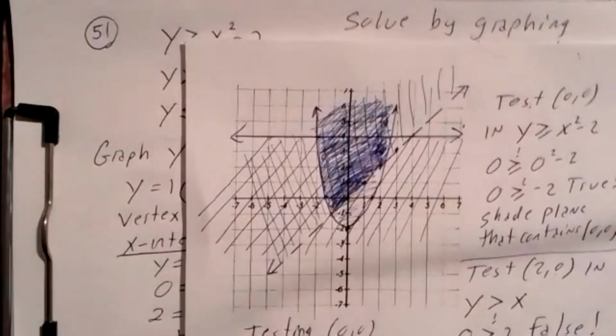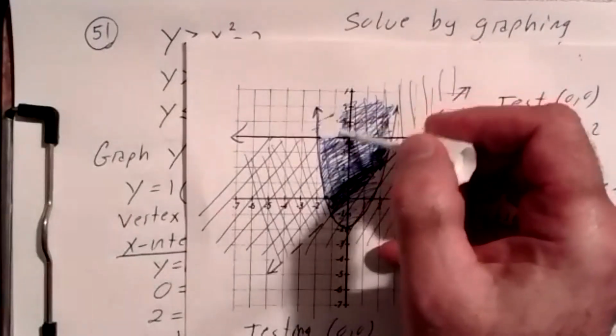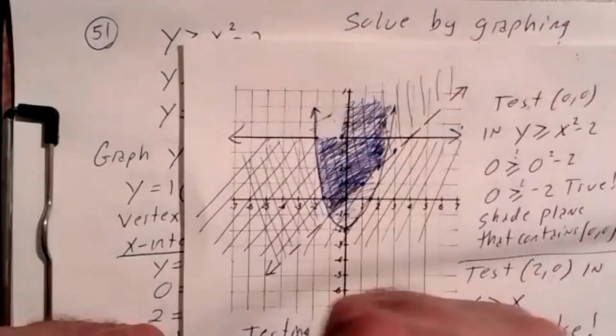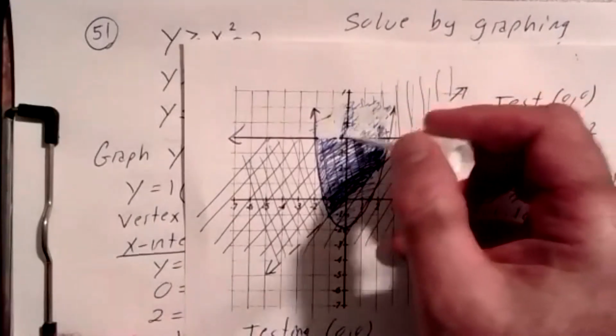You are correct. I need to get rid of that. So this is not included. We got to get rid of that. So this all has to go.